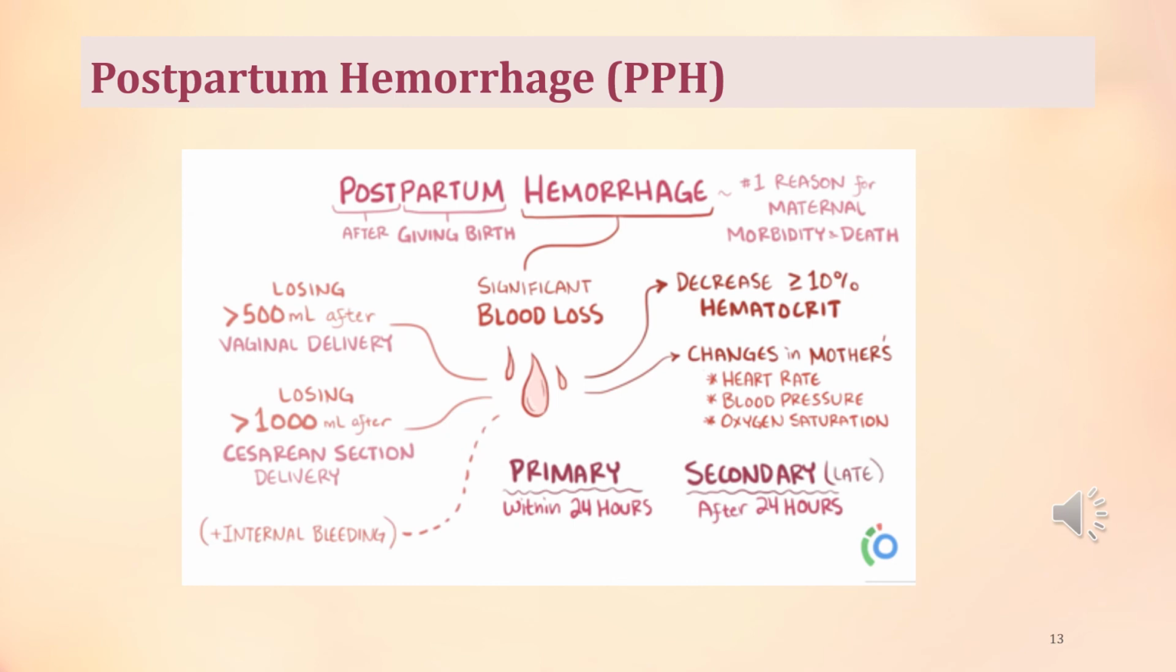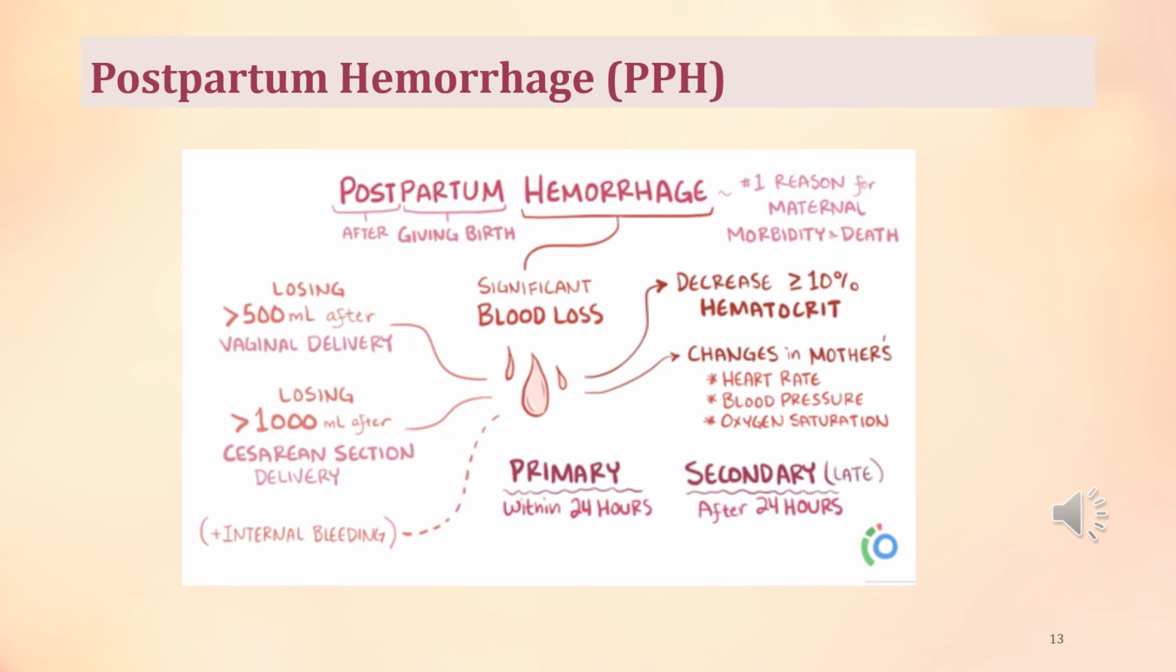Okay, so postpartum hemorrhage is bleeding after birth, greater than 500 mLs after vaginal delivery or greater than 1,000 after a C-section. So there's some kind of significant blood loss. This is the number one reason for maternal morbidity and death. That hematocrit and the hemoglobin, you'll see a decrease of greater than or equal to 10%. You'll see changes in mom's heart rate, blood pressure, her O2 sat.